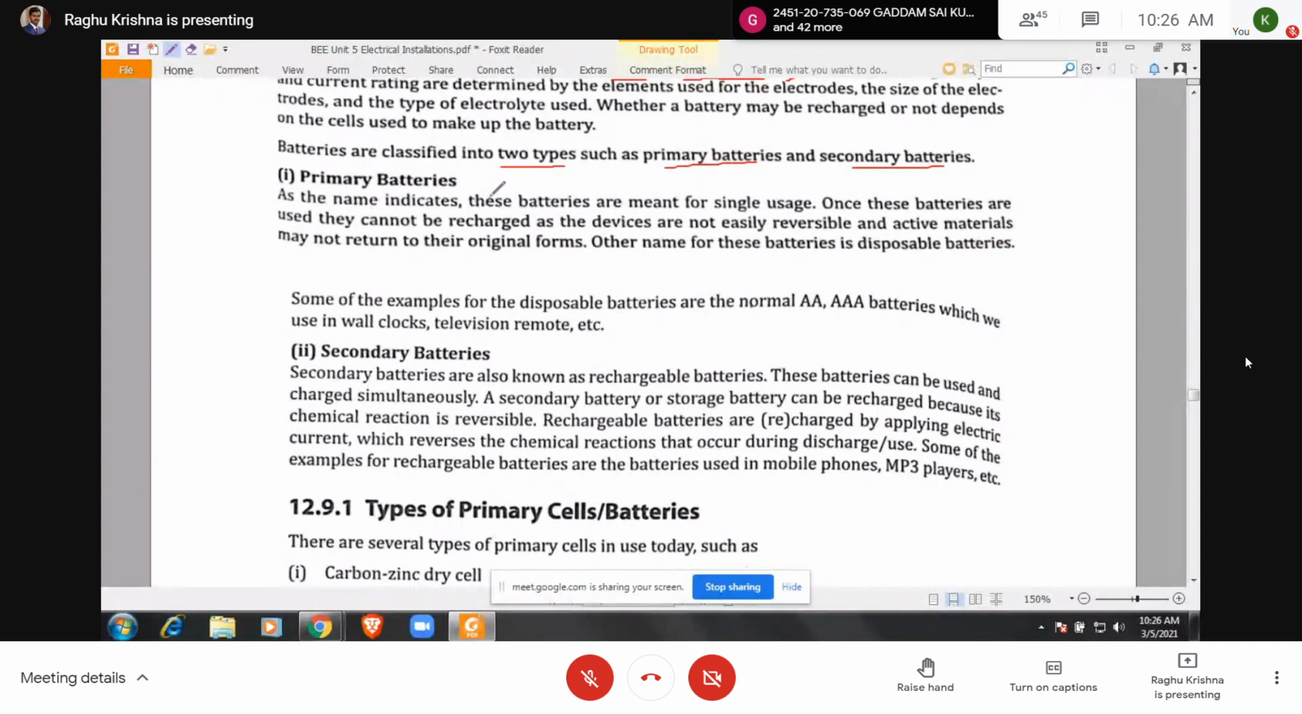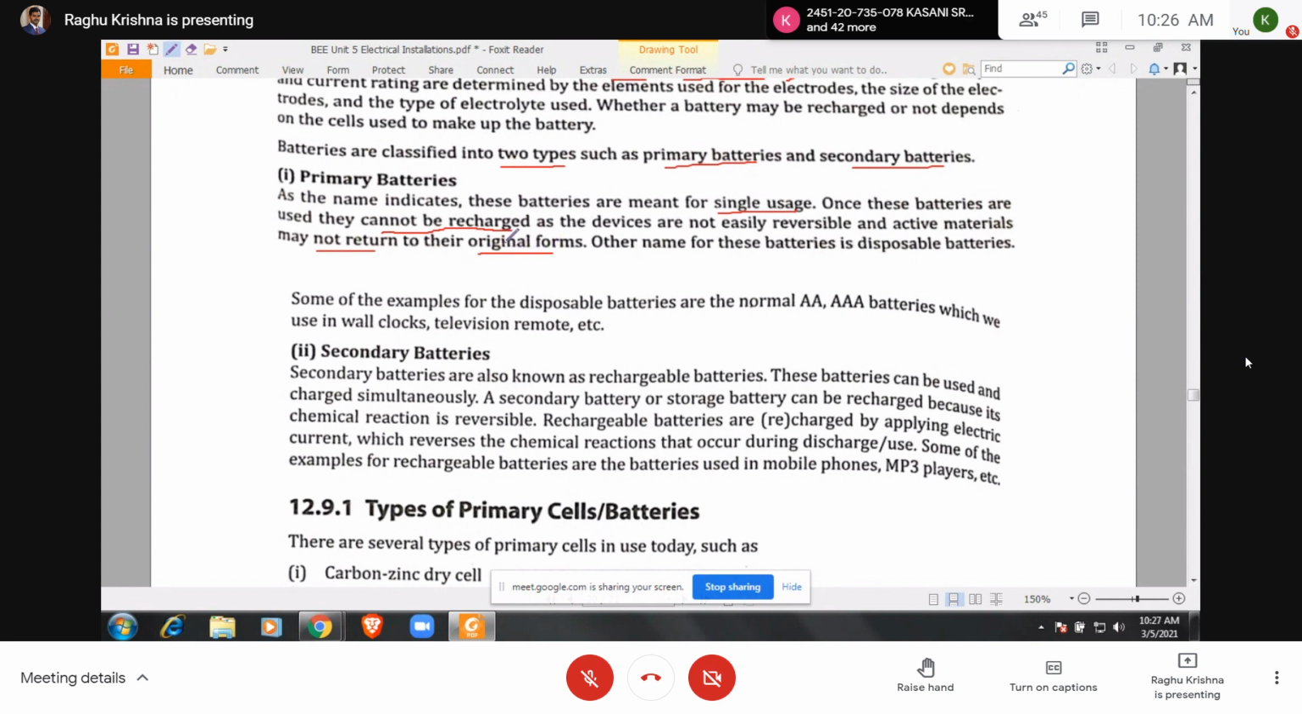As the name indicates, these batteries are meant for single use. Once these batteries are used, they cannot be recharged. Primary batteries cannot be recharged as these devices are not easily reversible, and active materials may not return to their original forms.